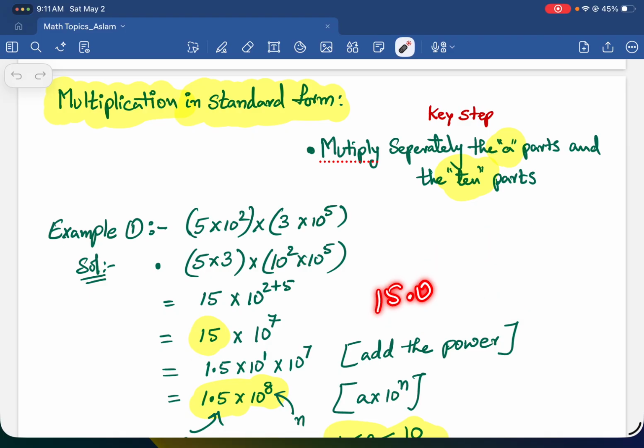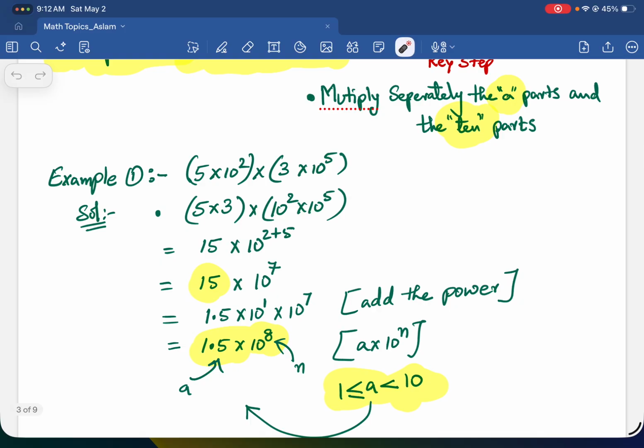Now you remember, for a number larger than 10, we move left. So this decimal place is moving one place, and we get 1.5. 15 can be rewritten as 1.5 into 10 to the power of 1. So from where did we get this 1? Because the decimal is moving one place here. So therefore we got this 1, and this 10 to the power of 7 is as it is. So hence again we'll use the laws of indices. Then we write 1.5 into 10 to the power of 8, where a is 1.5 and n is 8.